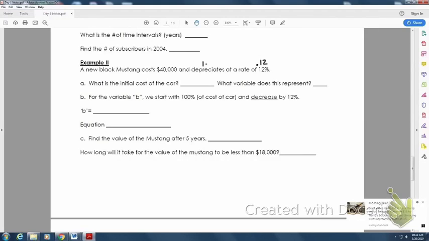On this problem, what is the initial cost of the car? $40,000. Again, that is the initial value, which is the A. Because this is decay, I'm going to do 1 minus 0.12, which is going to give me 0.88.